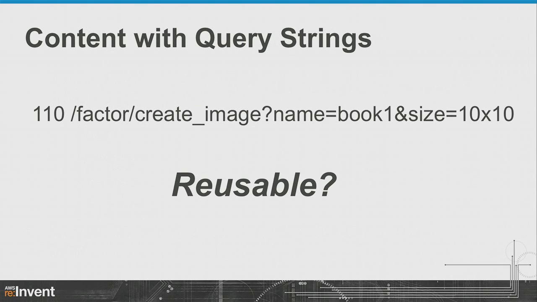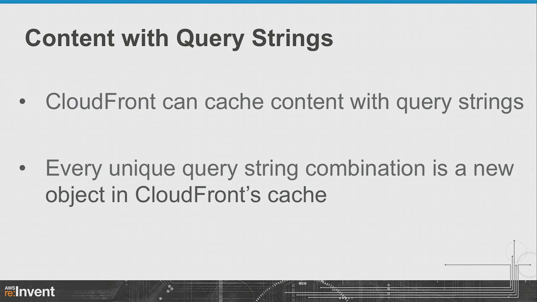But how about this content? Let's look at it. It looks strange, right? It's a factor create image. It will create an image called book 1 and a size 10 by 10. I don't know if you guys know this, but CloudFront can cache this content. It's getting hit 110 times. Why not cache it? CloudFront can cache anything with a query string. If it has a query string, it can be cached. Don't be afraid of caching stuff that has a query string in it.